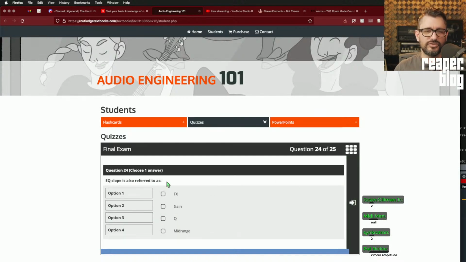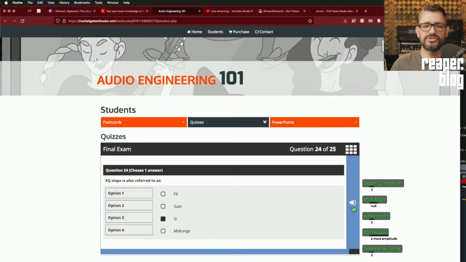EQ slope is also referred to as effects, gain, Q, or mid-range. We talked about this before. We're going to just jump right to the next question.